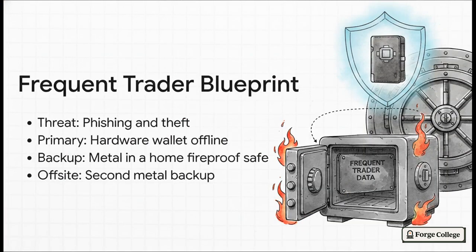But what if you step it up to Scenario B, the frequent trader? Now you have moderate assets, and your threats include things like phishing and targeted theft. Paper is just not going to cut it anymore. Your blueprint upgrades to a hardware wallet to keep your keys offline. For backups, you're moving to fire-resistant metal engravings.